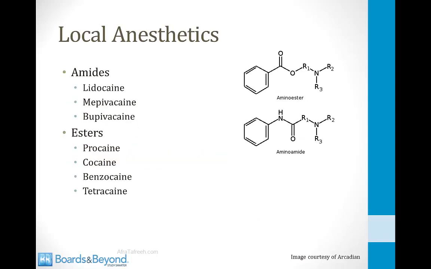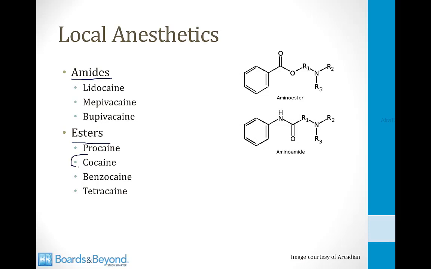Local anesthetics are drugs used to provide local anesthesia, meaning they are used to block conduction in pain nerve fibers to anesthetize a small portion of the body, like an area of skin or a hand or a foot. They can be divided into two classes: the amides, which include drugs like lidocaine, mepivacaine, and bupivacaine, and the esters, which include drugs like procaine, cocaine, benzocaine, and tetracaine.